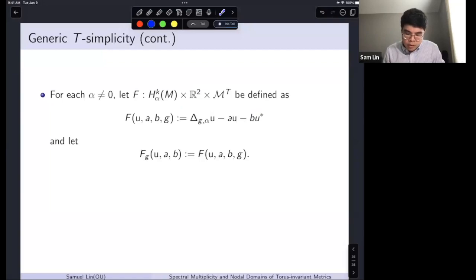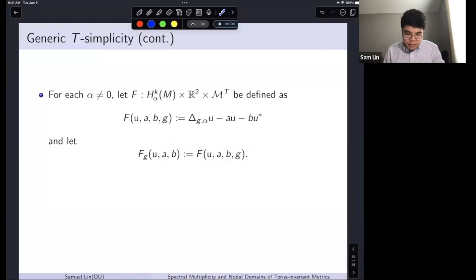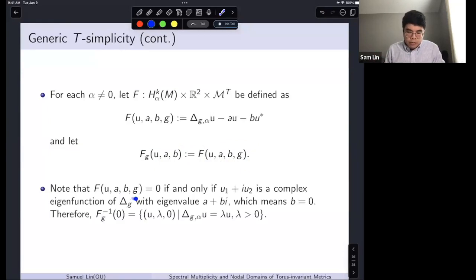And like before, we define F_g(u, a, b) to be f of u, a, b, g. Note that f of u, a, b, g is equal to 0 if and only if u equals u1 plus i u2 is a complex eigenfunction with eigenvalue a plus bi. Because eigenvalues of the Laplacian are real, b must be 0. So we have this specific form of preimage of 0 for each metric here.